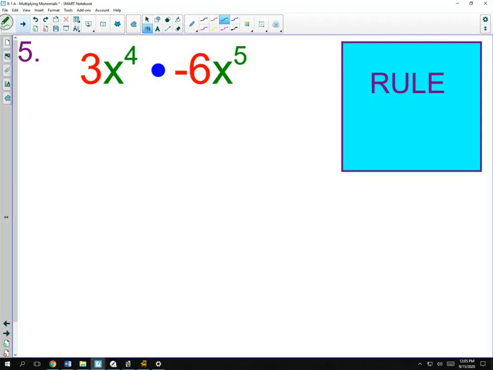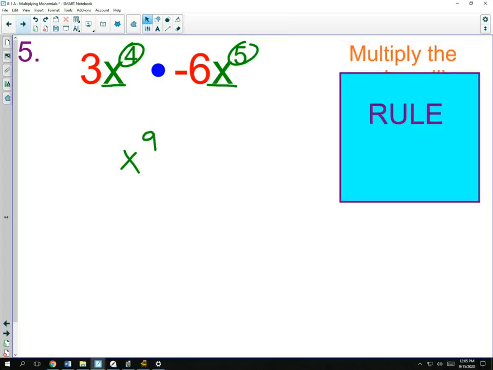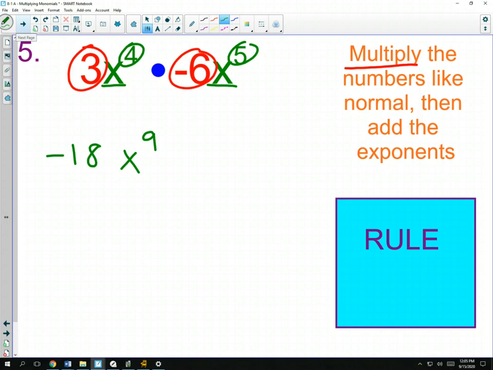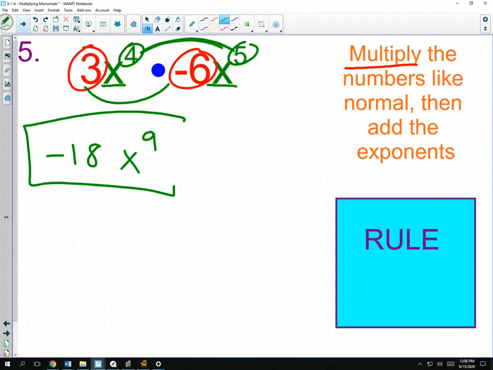On question number 5, you have base x and base x that are the same. So you can take x and take 4 plus 5, those are the exponents, and get x to the 9th. The coefficients, the number 3 and negative 6, you do that just like always. You would multiply. So you're going to multiply the coefficients, 3 times a negative 6, to get a negative 18. So a negative 18, x raised to the 9th power. The coefficients you multiply to get negative 18. The common bases, you would add their exponents. 4 plus 5 is x to the 9th.